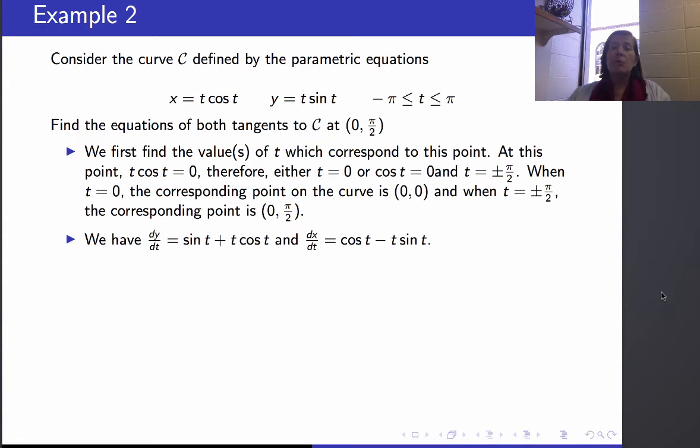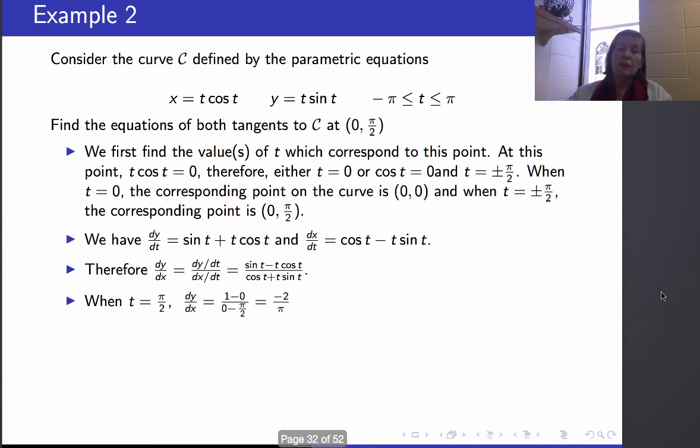At this point, we would like to find the slope of both tangents, so we must find dy/dx, which is of course dy/dt divided by dx/dt. dy/dt using the product rule is sine t plus t times cosine t, and dx/dt is cosine t minus t times sine t. And now we have dy/dx is the quotient sine t plus t times cosine t over cosine t minus t times sine t. And when t is pi over 2, we find dy/dx is minus 2 over pi.